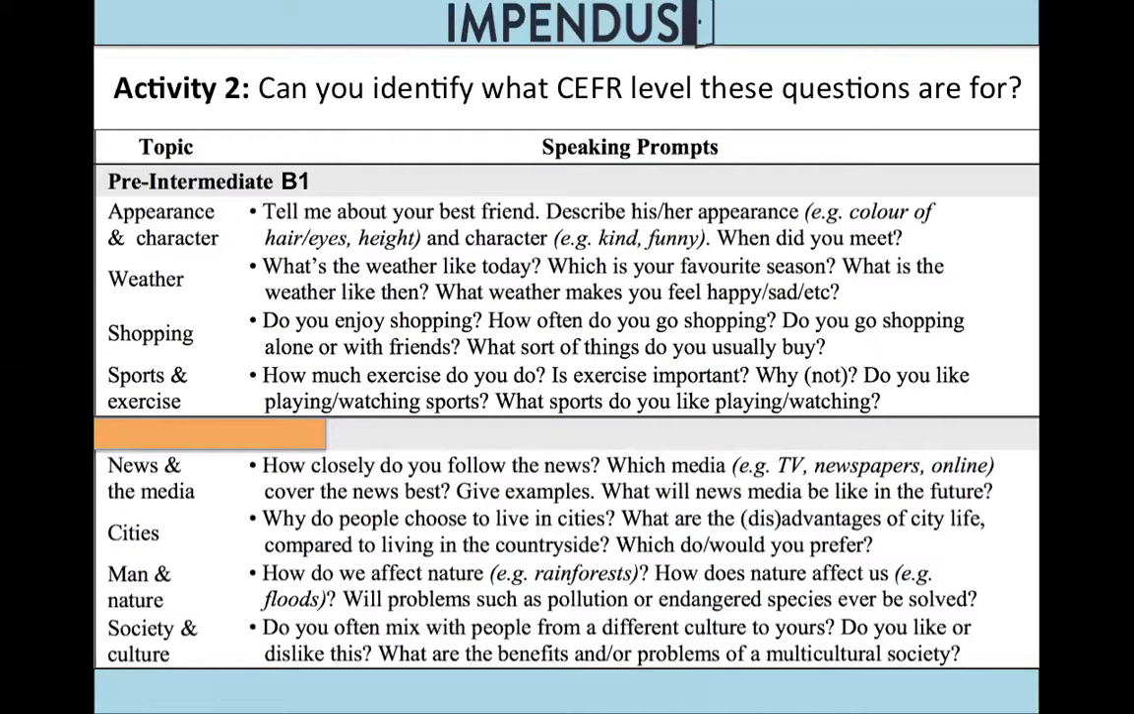This section is asking about news and media, cities, man and nature, society and culture. Take 15 seconds to see if you can guess what level this is for. All right, let's take a look at the answer. If you guessed C1 advanced, you are right. Let's move on to the next one.